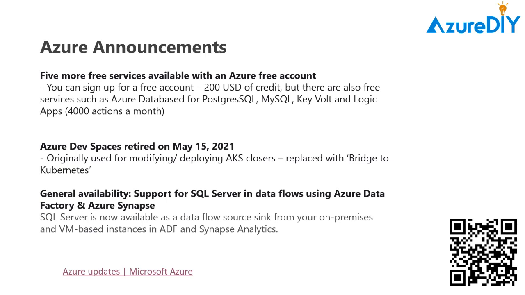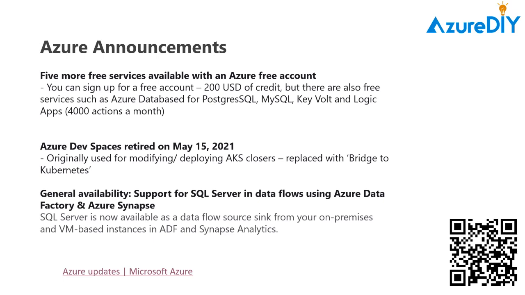Some of the cool ones that have just happened: Azure databases for PostgreSQL and MySQL now have a free tier. Key Vault has a small free tier, but the one that I'm excited about is Logic Apps. With Logic Apps, you can now use 4,000 actions per month for free. So check that out on the pricing page for Logic Apps as well.